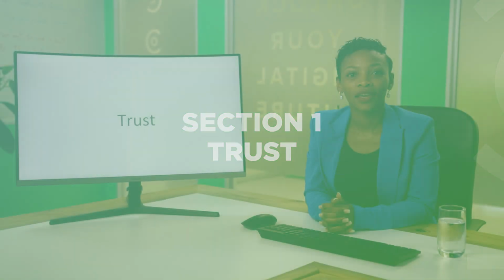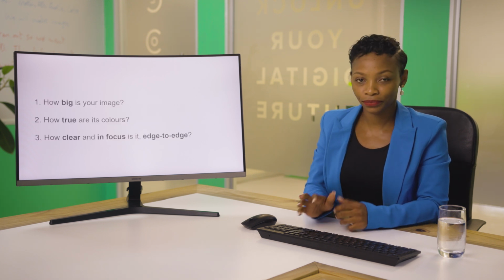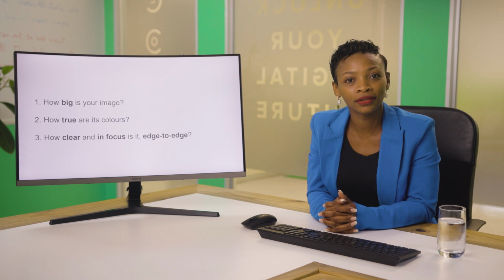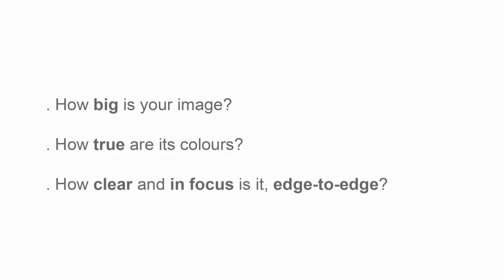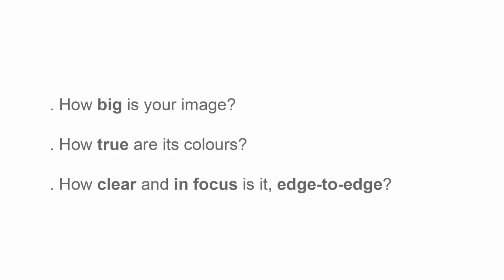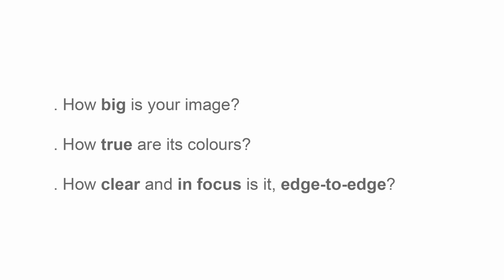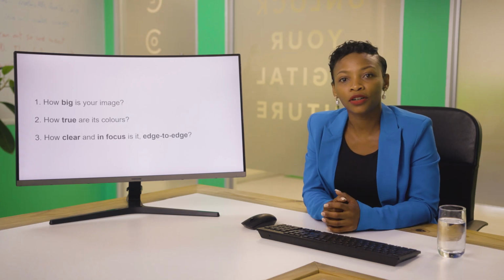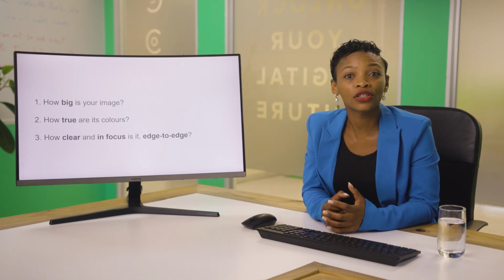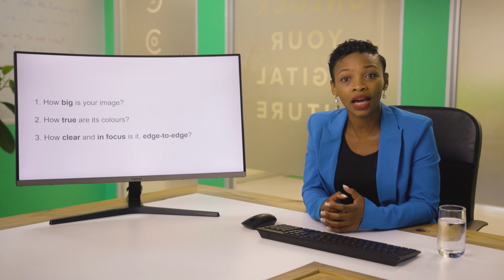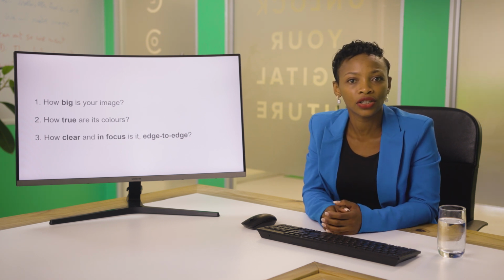Section 1. Trust. If you want to make sure your digital image looks the same as the original object, you need to manage its quality. Quality management involves controlling things like how big your images are, how true their colors are, how clear and in focus they are edge to edge. These factors, and quite a number of others, affect how the digital images appear to your viewers and how well they represent your digital collections.